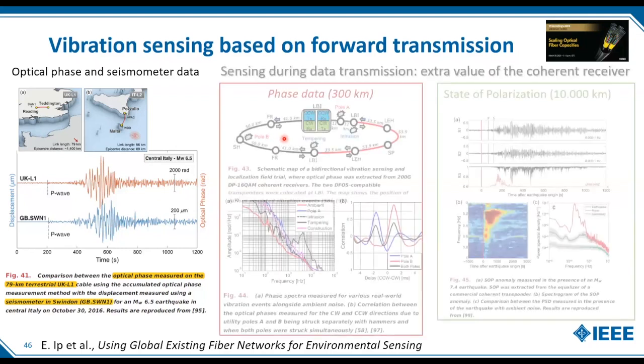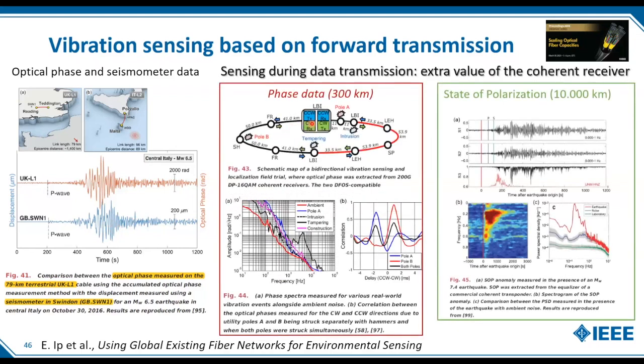So in this context, the paper reviews two field trials, one showing that various events could be measured by looking at the phase of data carrying signals transmitted in a terrestrial link. And the second, showing that it was possible to observe an earthquake by looking at the evolution of the state of polarization of data carrying signal transmitted in a transoceanic link. And altogether, this is just an amazing result.